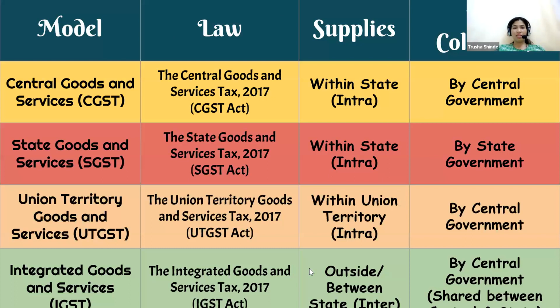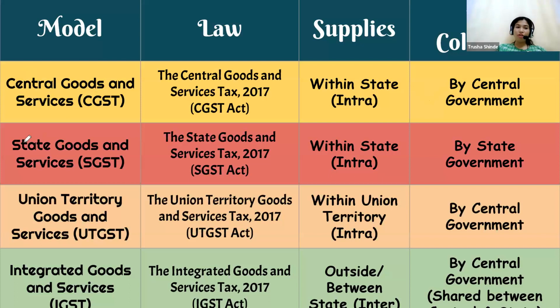The CGST has the power within the state. It pertains to tax within the states, and it is called your intrastate supplies. Who collects the tax? It is collected by your central government. Since the GST has been collected, the law permits it to the central part, and it is within the state, and it's your intrastate supplies.